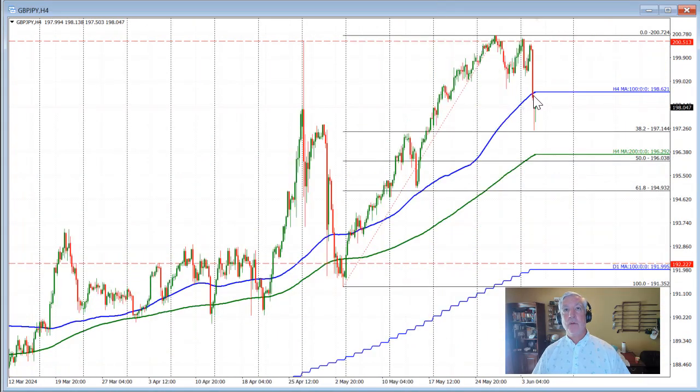We can see that on the move to the downside, we broke below the 100 bar moving average on the 4-hour chart. And that level is going to be the key barometer for the short term, I think, for this currency pair. If the price is able to stay below that 100 bar moving average at 198.62, the battle is on between that level right here and the 38.2% retracement right here, where we found support earlier. So that's how the technicals are playing out for this currency pair.